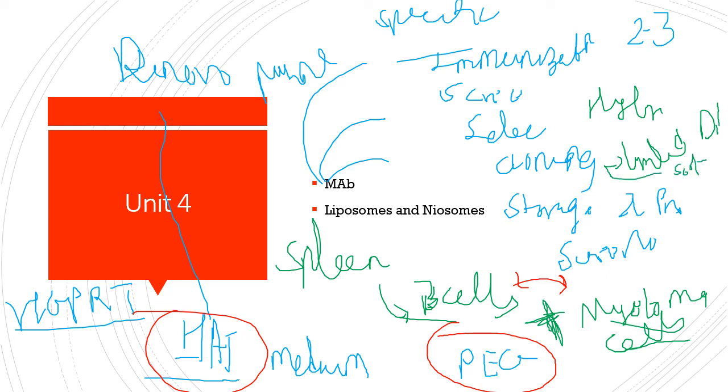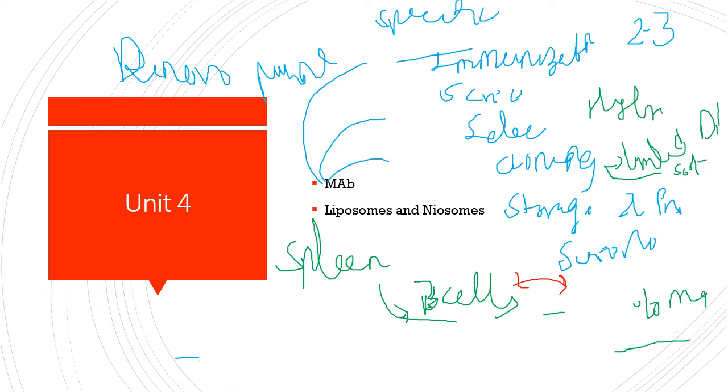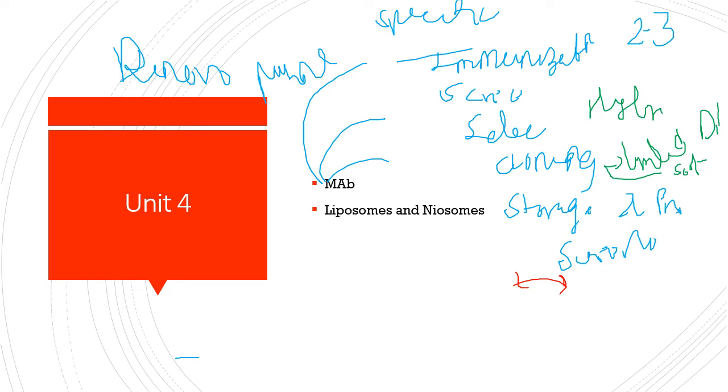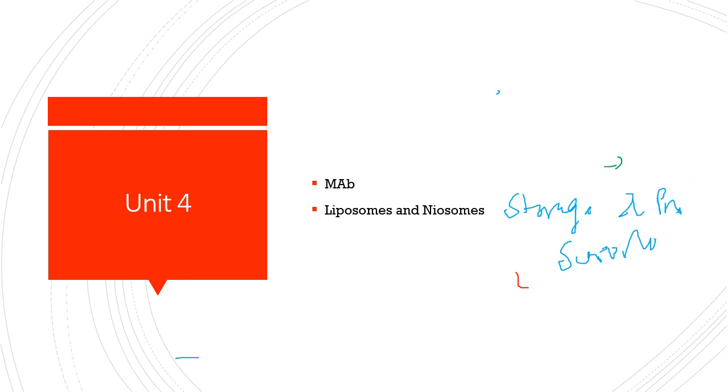And you store them. Storage is extremely essential. It should be able to withstand extreme conditions like freezing, thawing, etc. And then you characterize it. You carry out certain tests that are required for the monoclonal antibodies before they are actually administered.